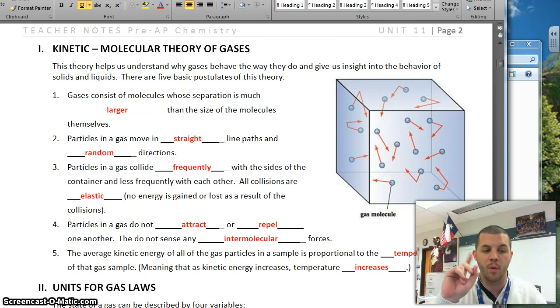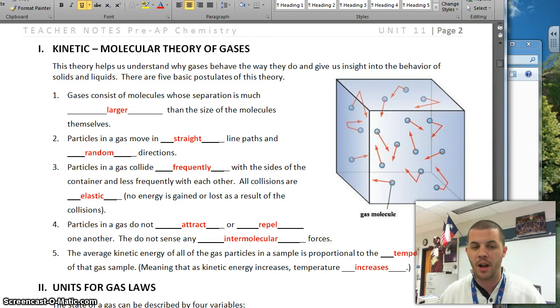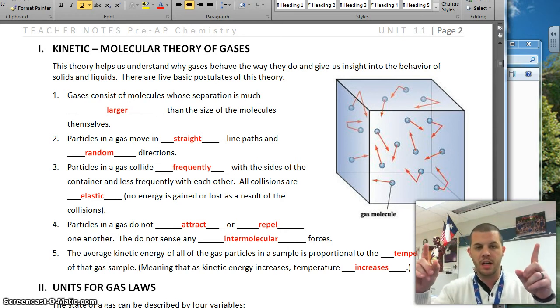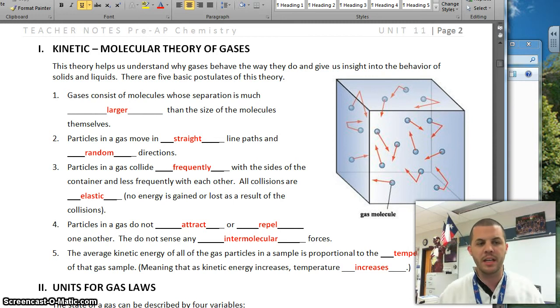Postulate number 1: gases consist of molecules whose separation is much larger than the size of the molecules. That means you might have a molecule over here and a molecule over here, but even though the molecule is really, really tiny, there's a lot of space in between them. If we were all in the gym, it would be like you've got 15 people on the basketball court. The separation between those people is much larger than the actual person. Same thing with gas particles.